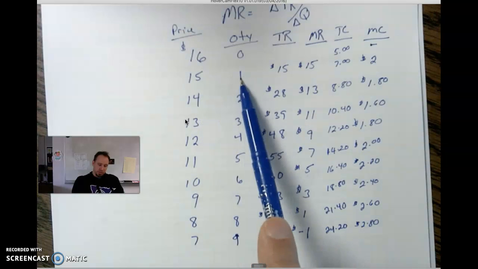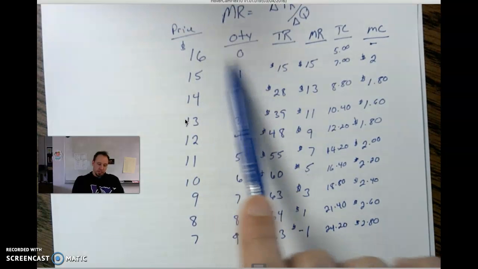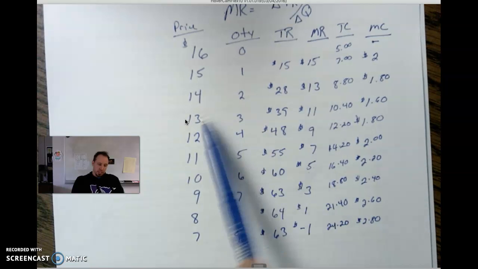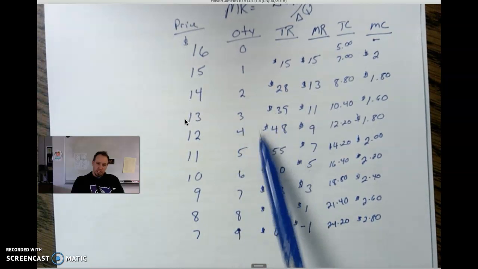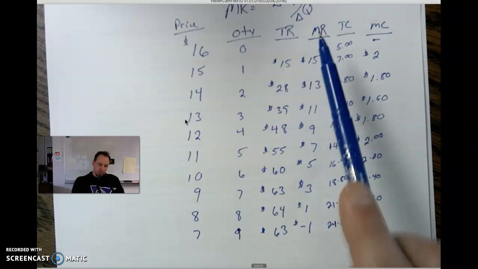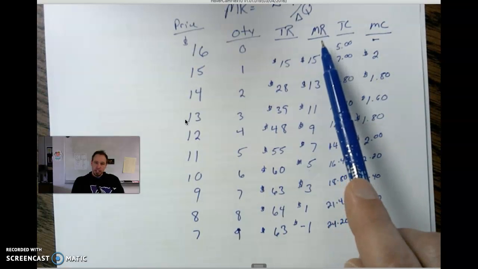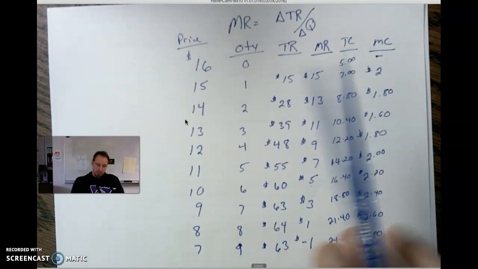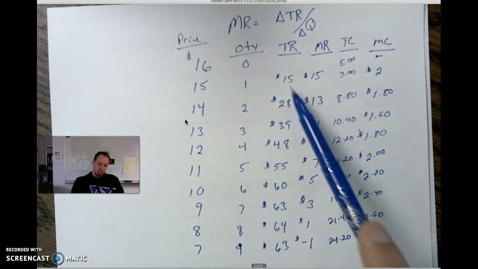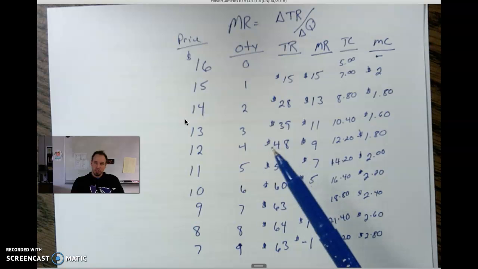So 15 times 1 is 15, obviously 16 times 0 is going to be 0, not selling anything. 14 times 2 is 28, 13 times 3 is 39, and on down. Total revenue is the total dollars you're going to get, right? Price times quantity. Your marginal revenue is your change in total revenue divided by your change in quantity. All of our quantity changes are 1, so whatever our change in total revenue is, we just divide by 1.